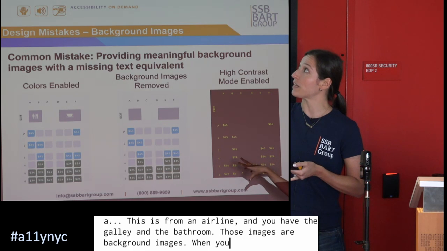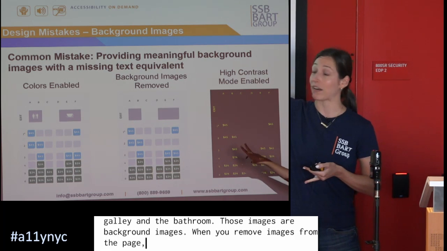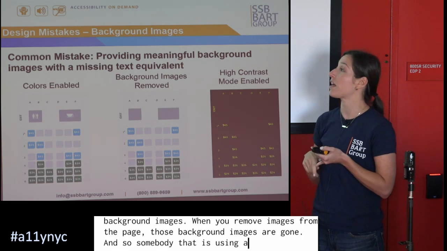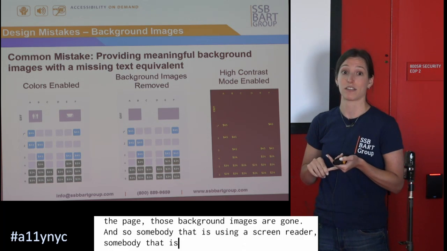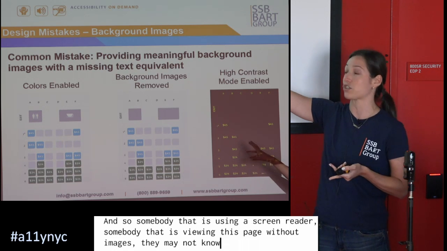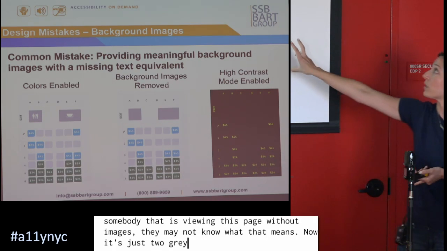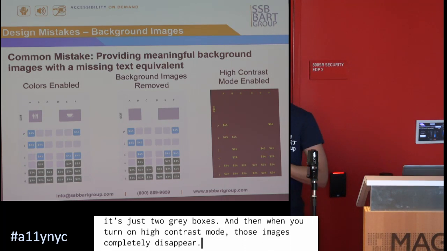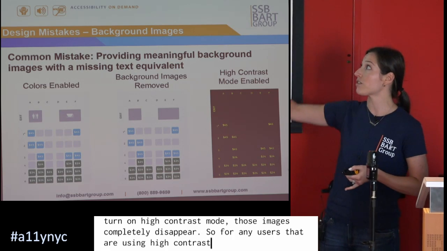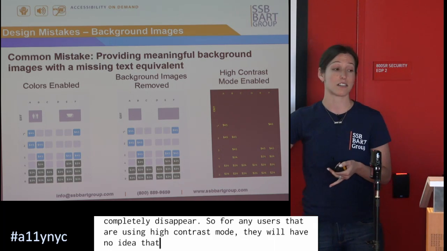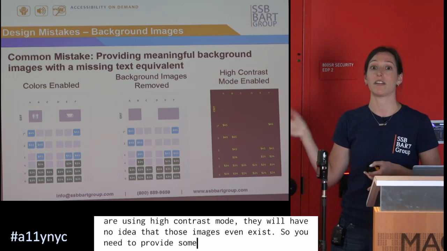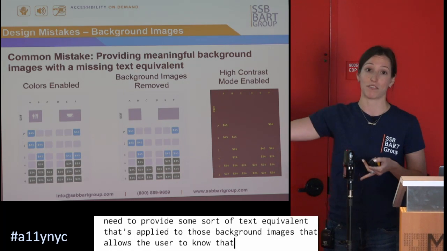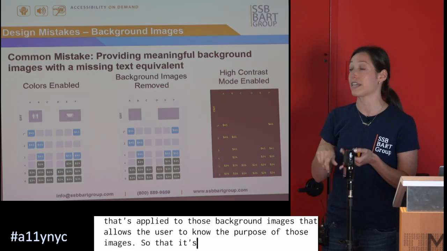When you remove images from the page, those background images are gone. And so somebody that is using a screen reader, somebody that is viewing this page without images, they may not know what that means. Now it's just two gray boxes. And then when you turn on high contrast mode, those images completely disappear. So for any users that are using high contrast mode, they will have no idea that those images even exist. So you need to provide some sort of text equivalent that's applied to those background images that allows the user to know the purpose of those images, so that it's the galley or it's the restroom.